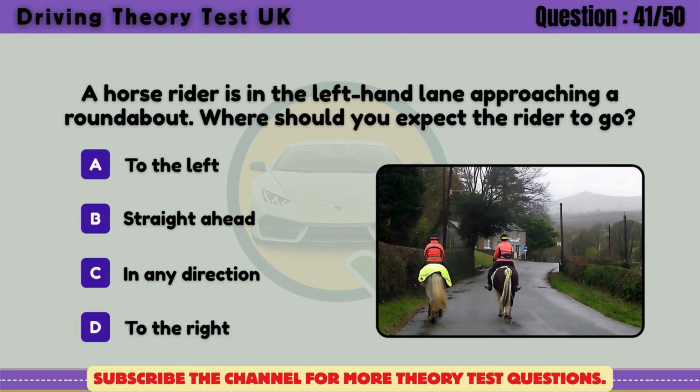Question 41. A horse rider is in the left-hand lane approaching a roundabout. Where should you expect the rider to go? Option A. To the left. B. Straight ahead. C. In any direction. D. To the right.